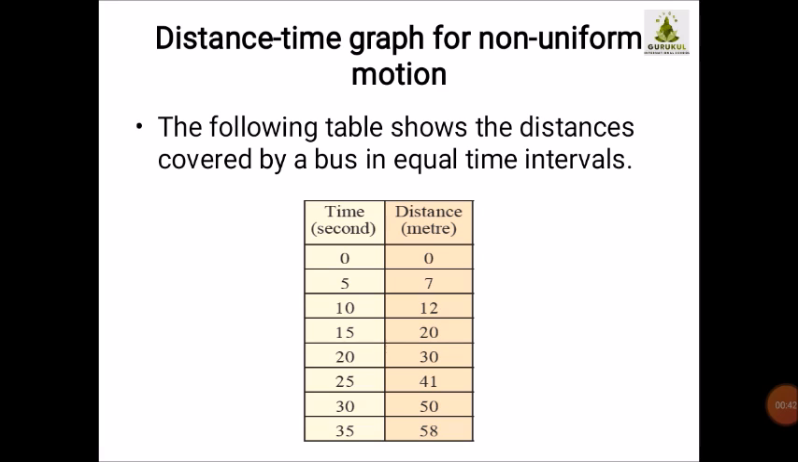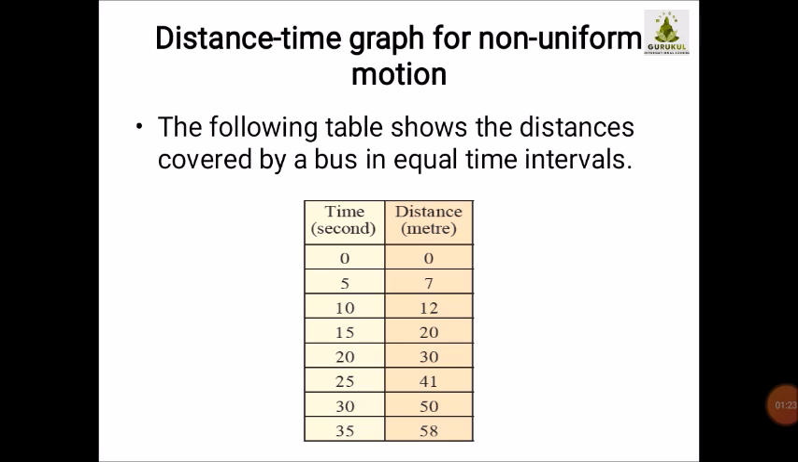Means if you see, time is in seconds and distance is given in meters. In 0 seconds the distance is 0. Now in 5 seconds the distance is 7, in 10 seconds the distance is 12, in 15 seconds 20 meters, in 20 seconds 30 meters, in 25 seconds 41 meters covered by the bus. Then in 30 seconds the bus covers 50 meters, and in 35 seconds the bus covers 58 meters of distance. Now see children, if you compare this with time and distance, is there any similarity?